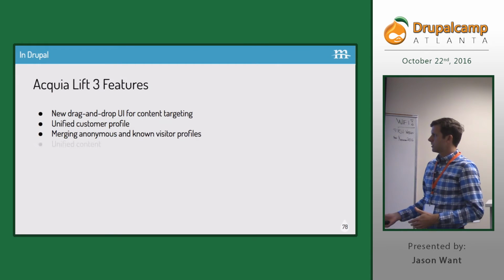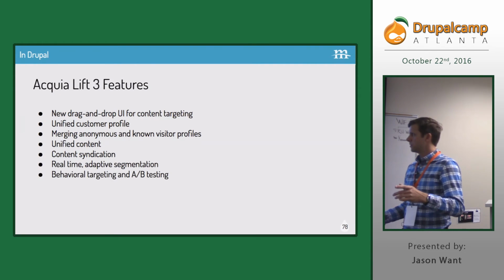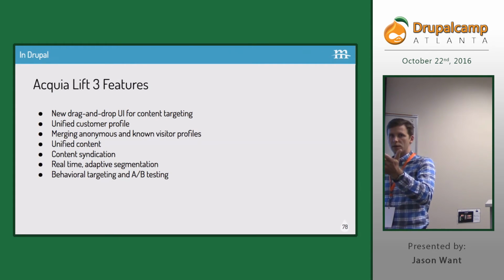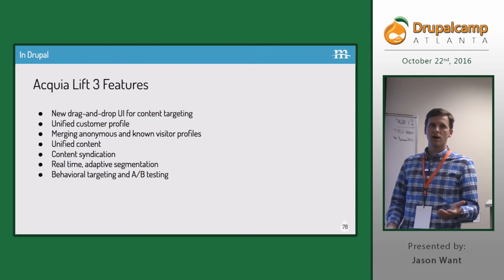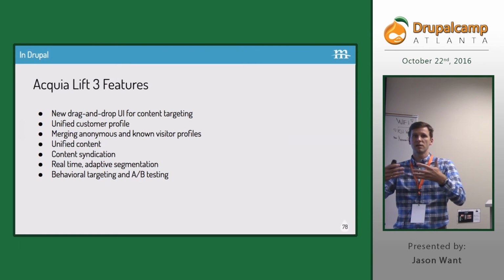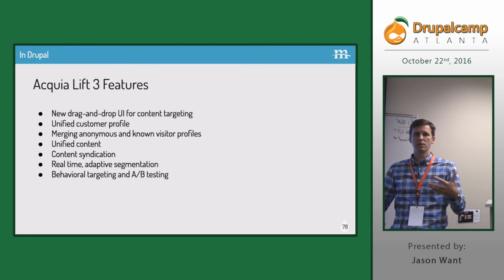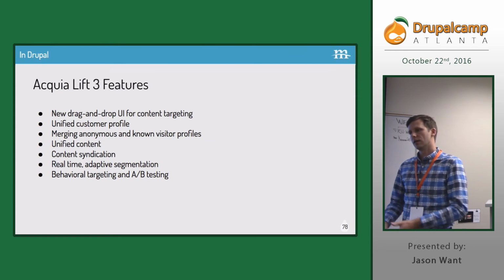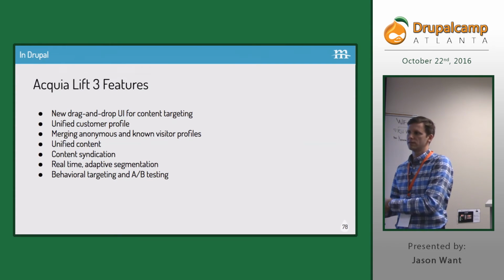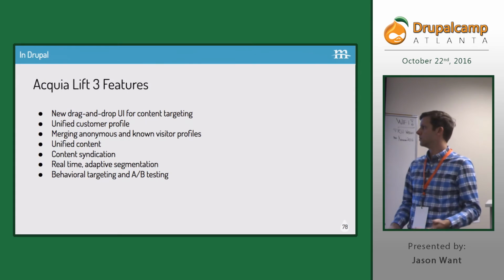And here are the features. So to address your point, one of the first features is a new drag and drop UI for content targeting. So that Experience Builder, I think, is a UI to build those variations based on the constituent profile, their segments, and the content that's available.